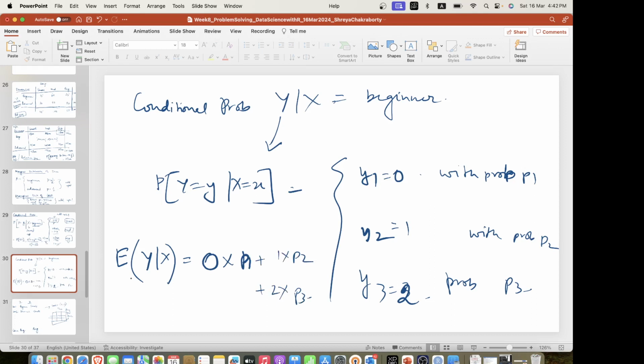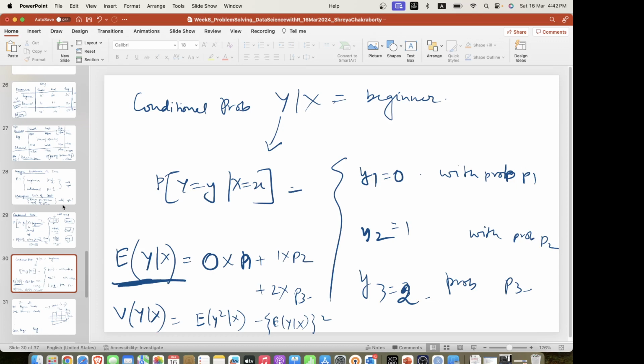Alright, that would give you the conditional expectation. Similarly, you can find conditional variance. That would be expectation of y square given x minus expectation of y given x whole square. So 0 square into p1 plus 1 into p2 plus 2 into p3, minus whatever expectation, that square. So in a discrete case, this is how you should get to a conditional probability.